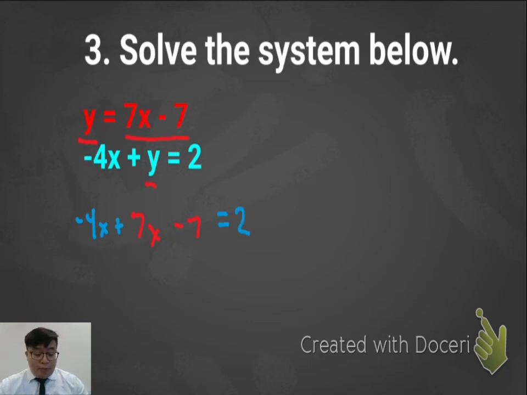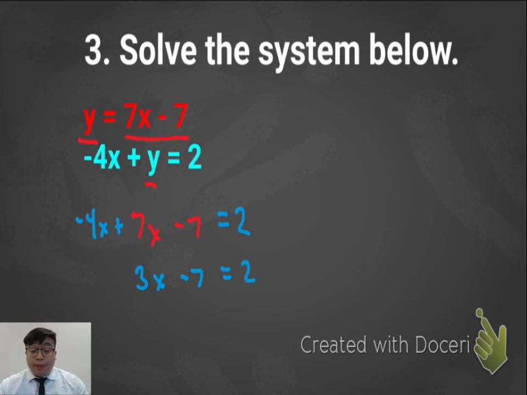All right, now I'm only dealing with x's. I can now solve for x. So what's negative 4x plus 7x? Let's combine like terms. 7x take away 4x, that's going to be 3x. I still have this minus 7, and I still have this equal to 2.